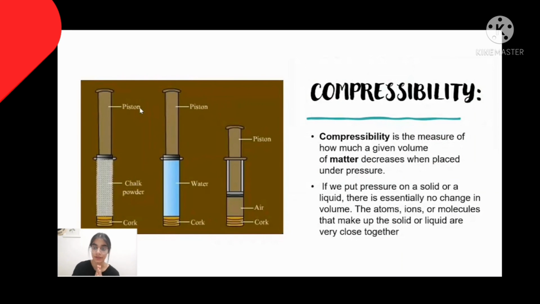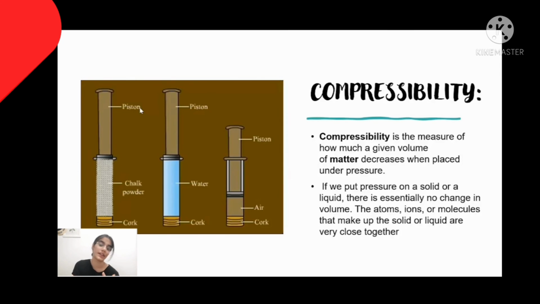Let us talk about compressibility. Compressibility means how much you can basically change the volume of a matter. Compressibility is the measure of how much a given volume of a matter decreases when pressure is applied to it. So, if you take a piston and push a cork through it, if you add chalk powder between the particles and then try to push the piston, and if you try the same activity with water and then with air, you will see that you will be able to push the handle of the piston easily when there is air, fairly easily when there is water, and it will require a lot of force when you have to push through the chalk powder to get through the cork.